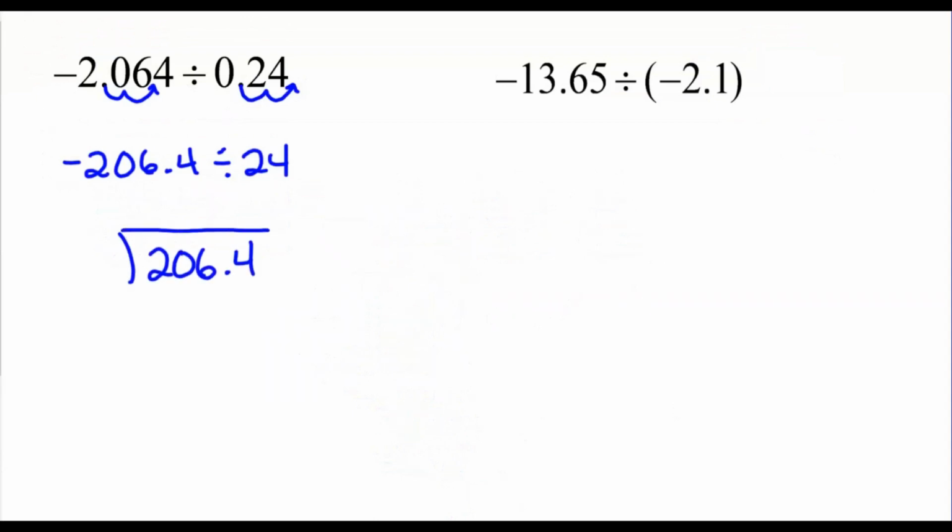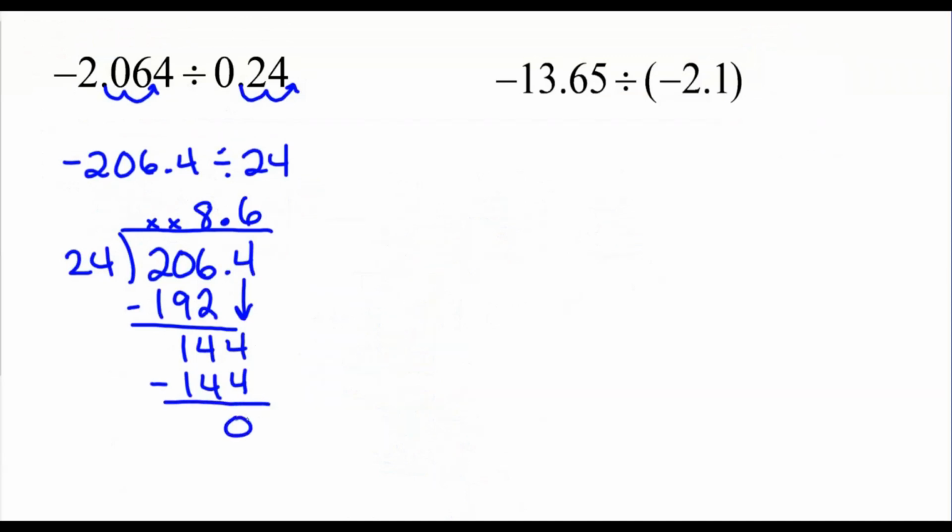206.4 is the dividend, 24 is the divisor, and now I can divide. 24 does not go into 2, it does not go into 20, but it does go into 206, and it goes in 8 times, and 8 times 24 is 192, with a remainder of 14. Bring the decimal up, bring the next number down, and 24 goes into 144 6 times, and 6 times 24 is 144, so we have no remainder, so we're done dividing. And remember, our quotient was going to have to be negative because it was a negative divided by a positive, so it's negative 8.6 is our result. Next one, negative 13.65 divided by negative 2.1.